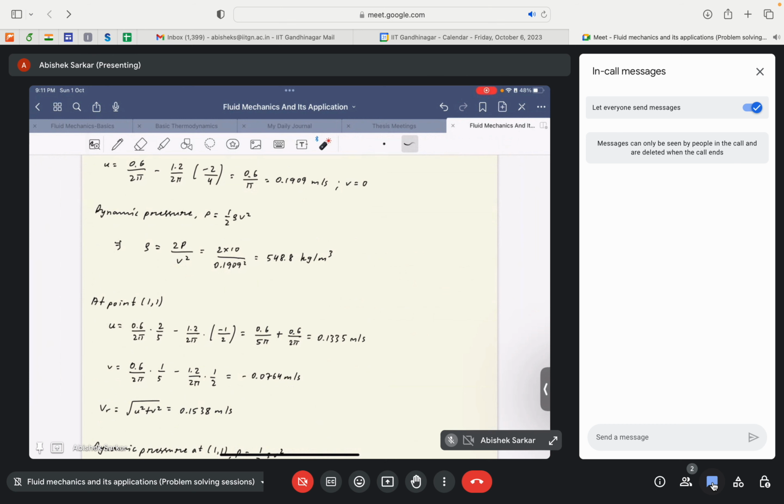But now, since here V is actually the net resultant velocity, we need to find the resultant velocity since we have U and V. So the resultant velocity is given by square root of U square plus V square, where VR is not a radial velocity component. It's a resultant velocity component. So the resultant velocity component is given by 0.153 meter per second.